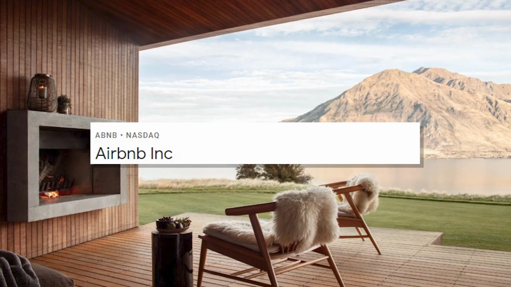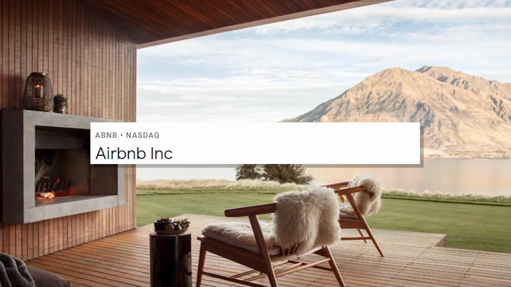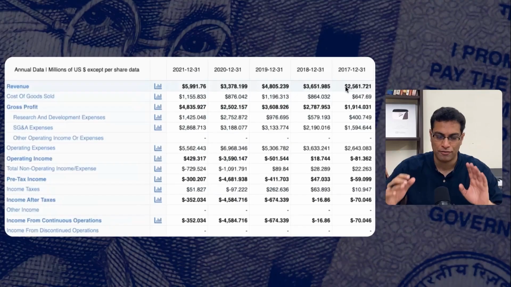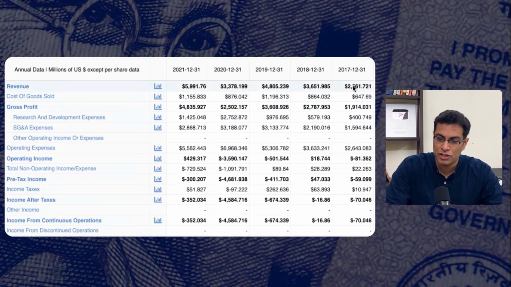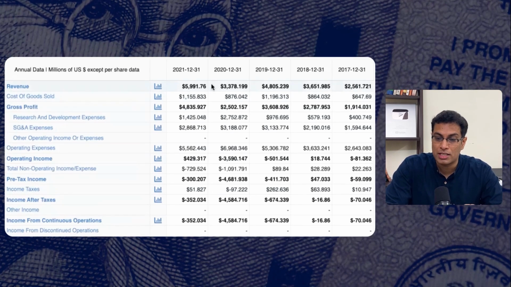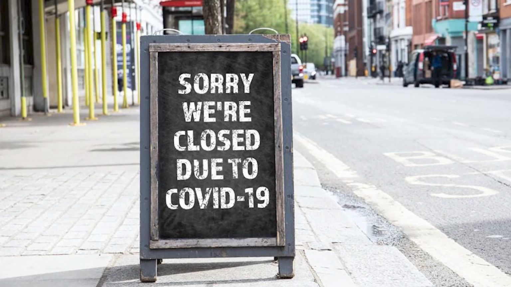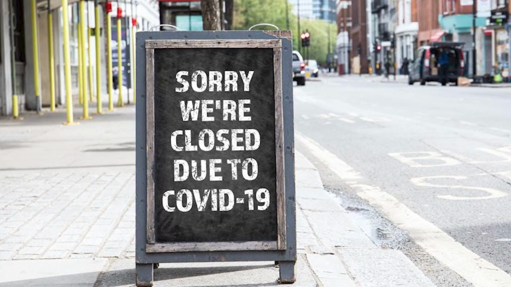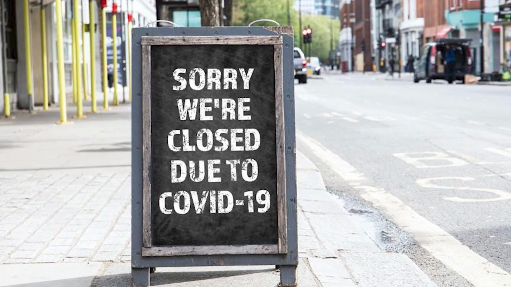So first and foremost, if you check the financial statements of Airbnb, and I'm assuming that all of us know what Airbnb does, so I'm not spending a lot of time there. If you check the financial statements of Airbnb, you will see that the revenues of the company are constantly going up. There was a brief period in 2020 when its revenues went down due to COVID, very valid reasons why. And now the revenues are coming back up.